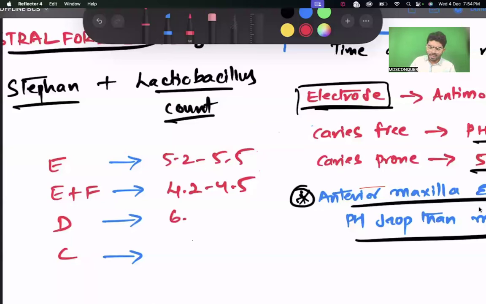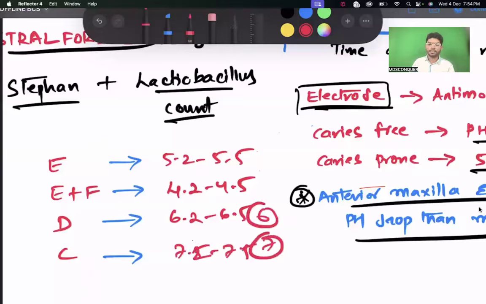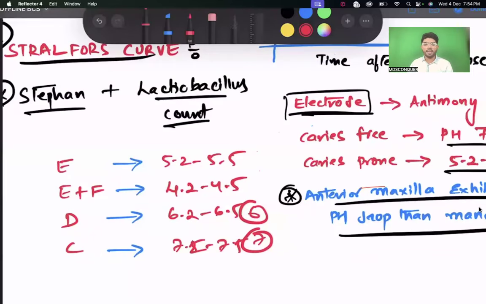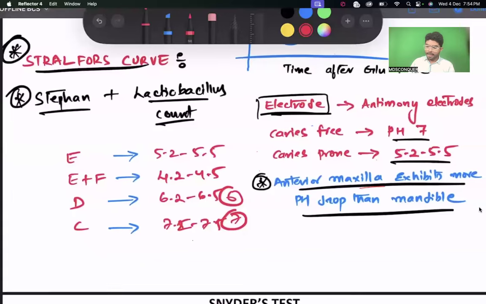Critical pH of dentin, you can make it as 6 or 6.2 to 6.5. For easy remembering, I told you this 6.2 to 6.5, 7.2 to 7.5. Normally it is 6, it is 7. The critical pH of cementum is around 7. Critical pH of dentin is around 6. Critical pH of enamel is around 5. And critical pH of enamel treated with fluoride is around 4, that is 4.2 to 4.5. Clear, guys?